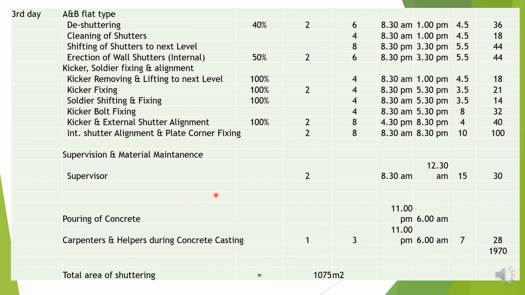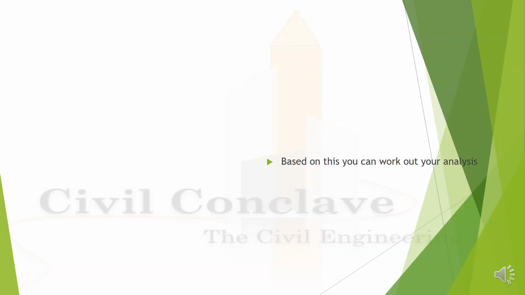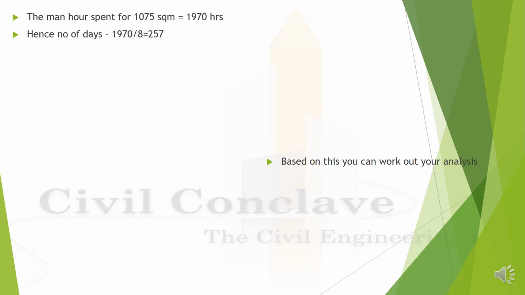1970 hours. Total area of shuttering is 1075 square meter. The man hour spent for 1075 square meter is 1970 hours. That means the number of man days will be 1970 divided by 8 is equal to 257, out of which 60% is the carpenter, that is equal to 155. 40% will be helper, that is equal to 102.